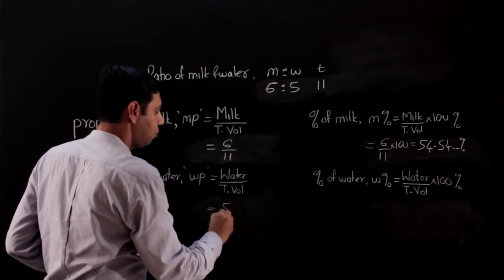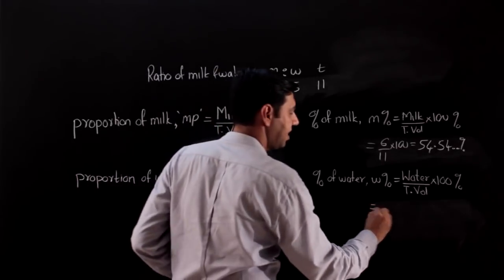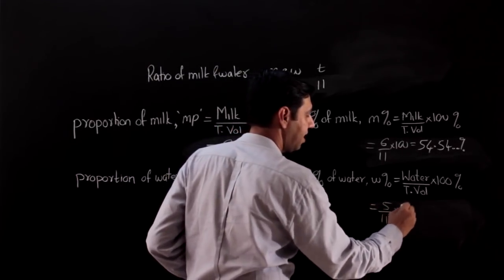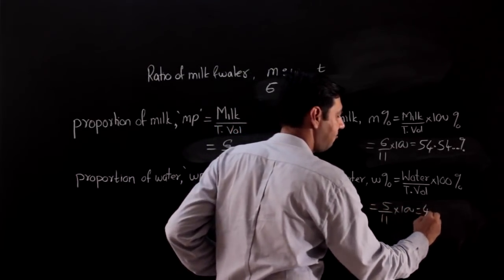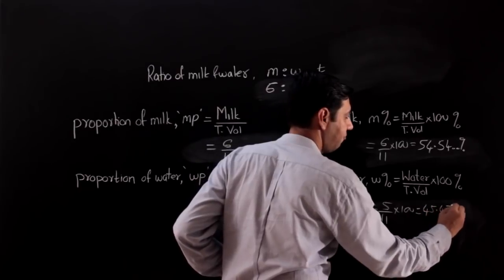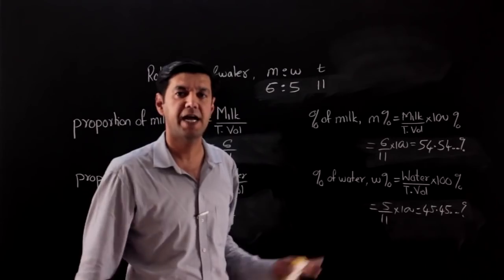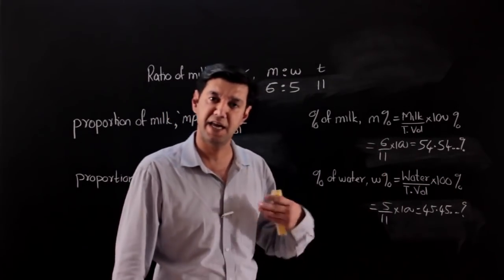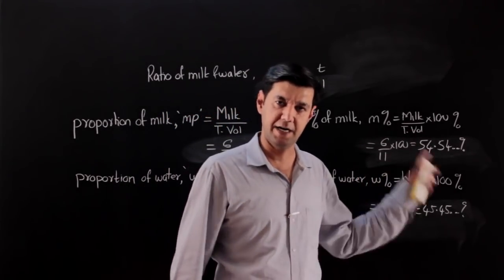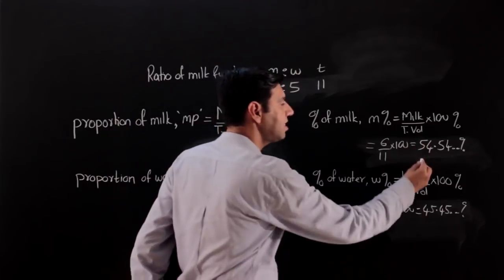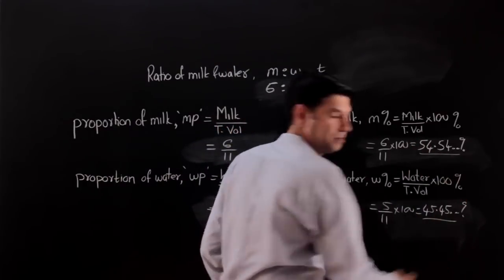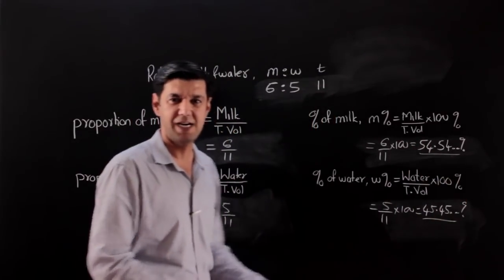Water was 5 out of a total of 11. In percentage, 5/11 into 100. So 9 5s are 45.454545. And if you add the two recurring numbers, you will get 99.999999 recurring, which is nothing but 100%, right? So these numbers are not very user friendly, right? They will lead to difficulty in calculation.